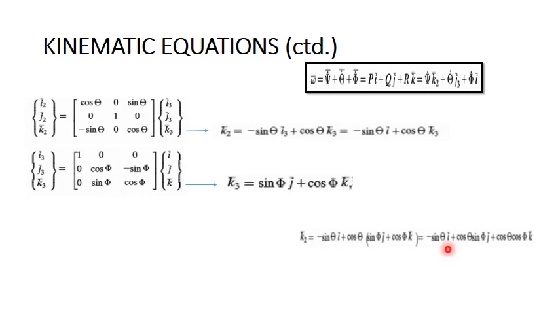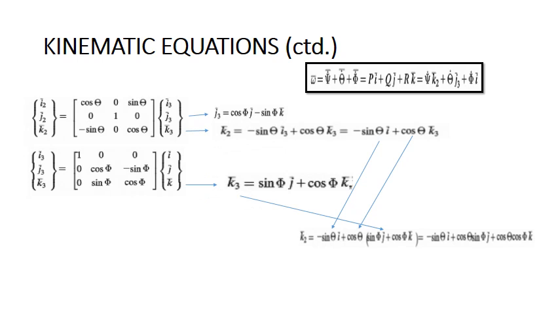Rearranging, we get K2 in terms of I, J, and K. These are the unit vectors of the body axis, X body, Y body, Z body. So this is the K3, and this is sine theta, this is cosine theta from this expression, and K3 is brought from this expression.